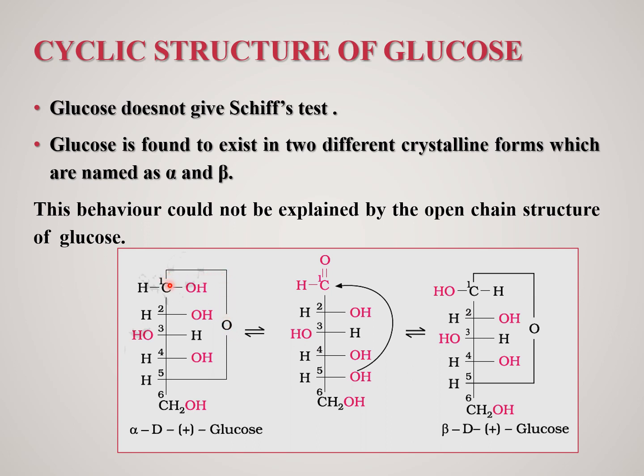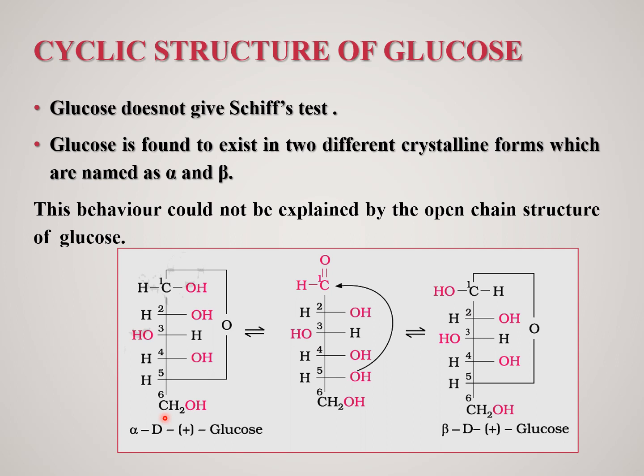This is how it is happening. And carbon number 6, it is very similar to what is seen in the open chain structure, CH2OH. Now this is called the ring structure or cyclic ring structure of glucose.